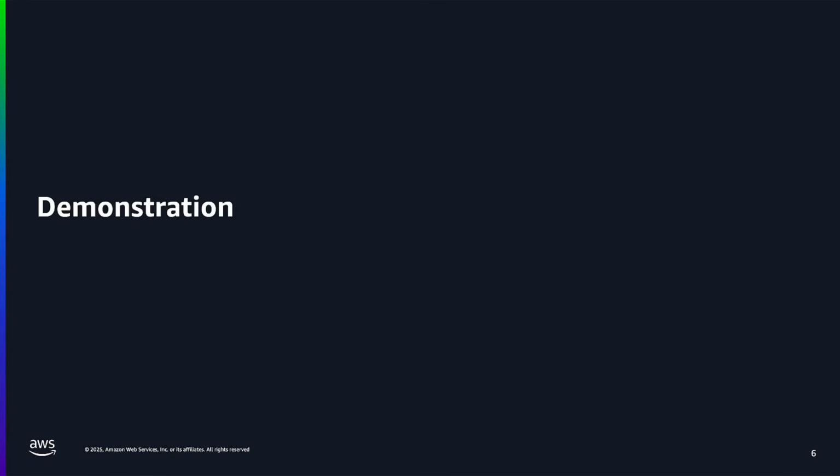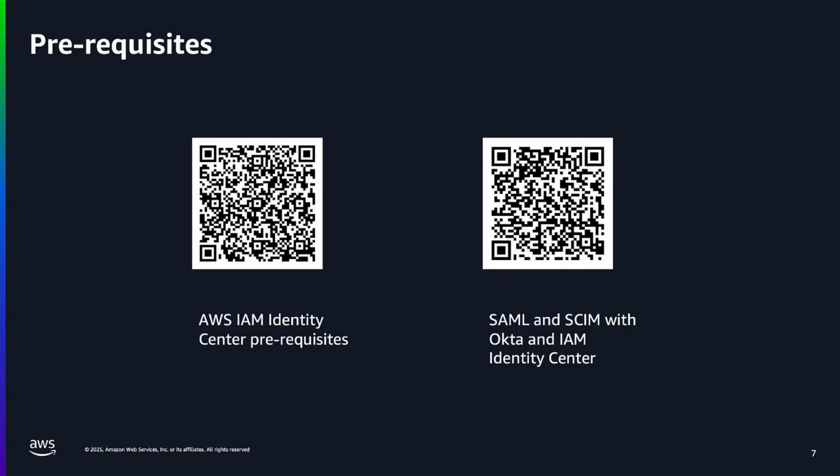In the next section of this video, I'll show you exactly how this can be configured. Before I switch over to the AWS Management Console, a quick note about the prerequisites for this setup. You need to enable AWS IAM Identity Center with an organization instance. Next, you'll have to set up an external IDP. In this video, I'm going to go with Okta with AWS IAM Identity Center using SCIM 2.0 auto provisioning feature.